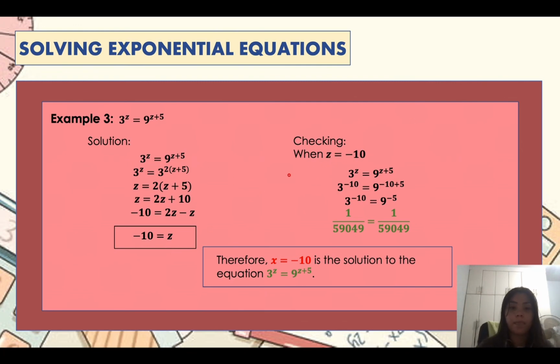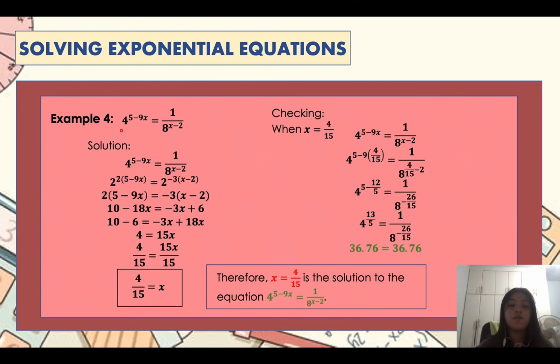Now for the checking. When z is equal to negative 10, again, we replace z with negative 10. We have 3 raised to the power of negative 10 equals 9 raised to the power of negative 10 plus 5. We then simplify. We have 3 raised to the power of negative 10 equals 9 raised to the power of negative 5, which will both have a result of 1 over 59,049. Therefore, z equals negative 10 is the solution to the equation 3 to the power of z equals 9 raised to the power of z plus 5.